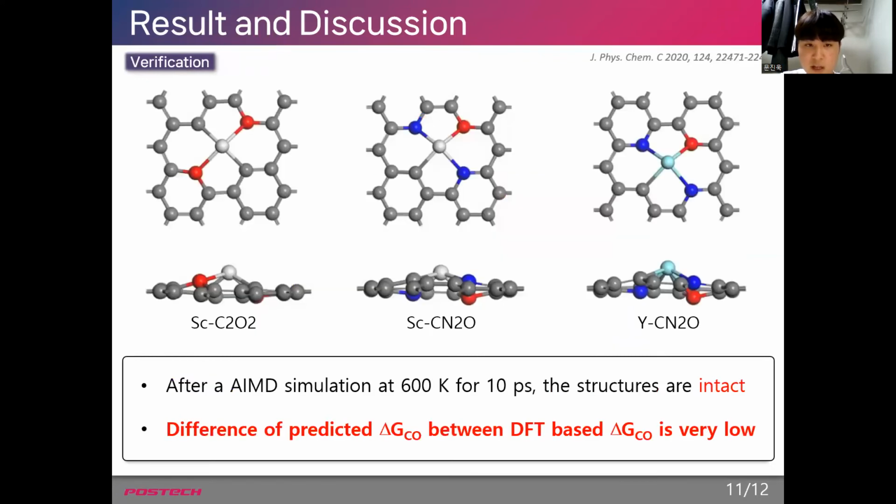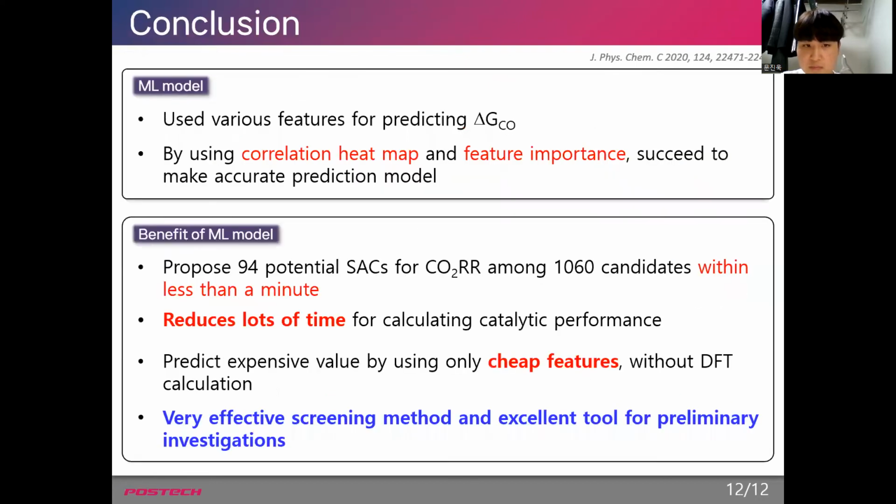Three catalysts are randomly selected for verification. After AIMD simulation, the structures are intact, which means the catalysts are stable. And when you compare the predicted and DFT-based delta GCO values, there was no significant difference. In other words, it can be seen that the prediction is very accurate.